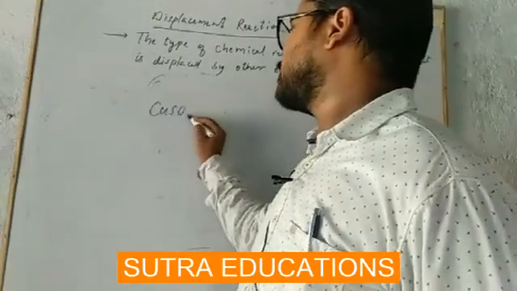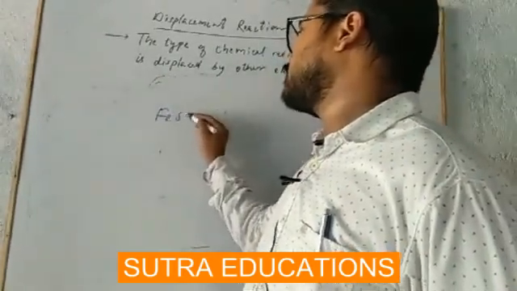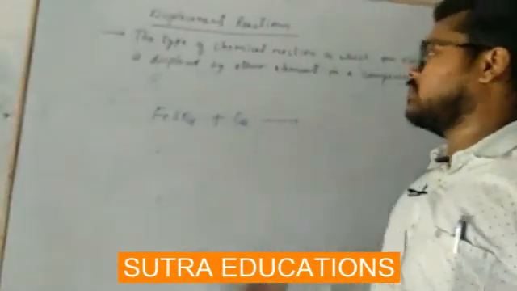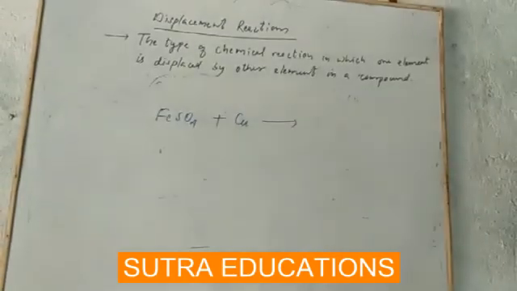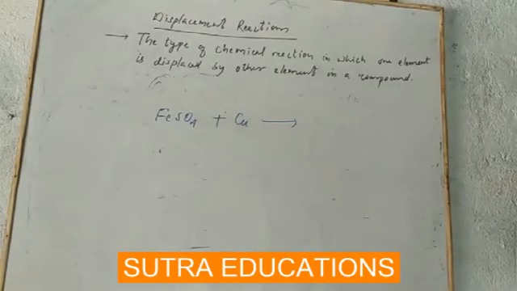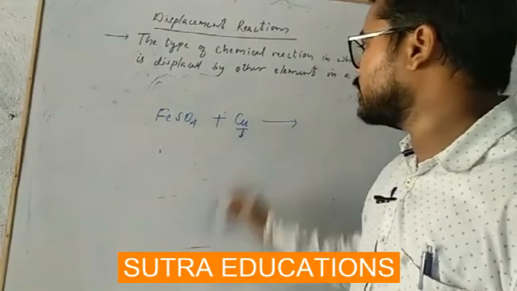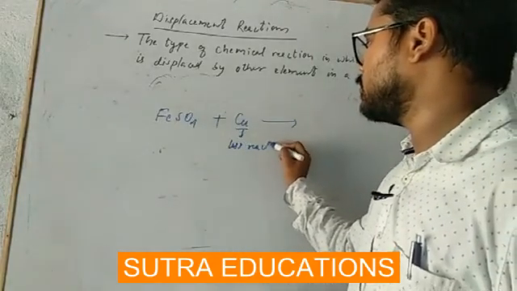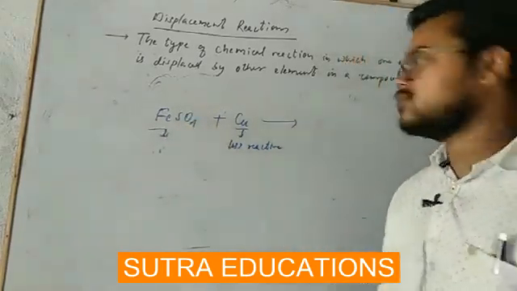Now if it is copper sulfate, let's say it is iron sulfate, FeSO4, FeSO4 plus copper, what will be the product formed? Can you guess? Copper is placed below iron, so it is less reactive. Iron is placed above copper in the reactivity series, so it is more reactive.